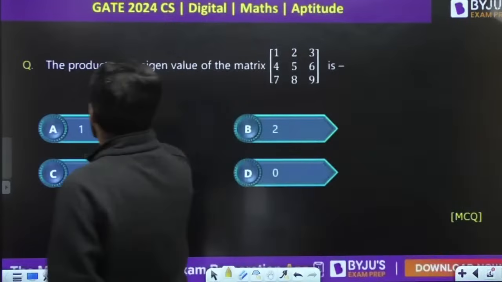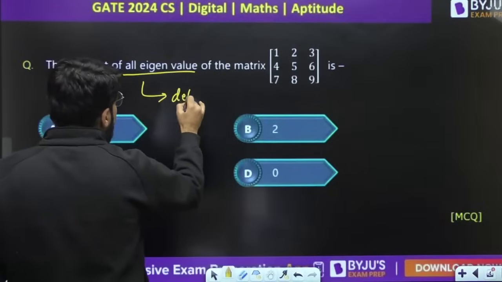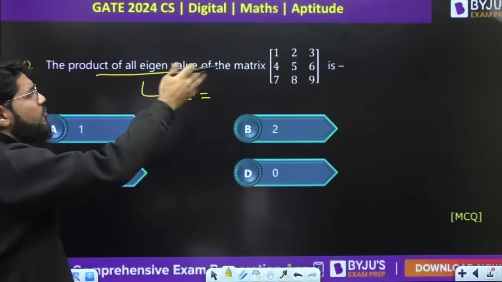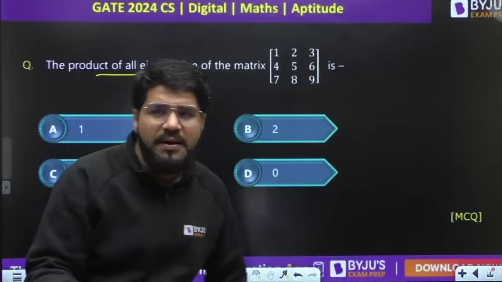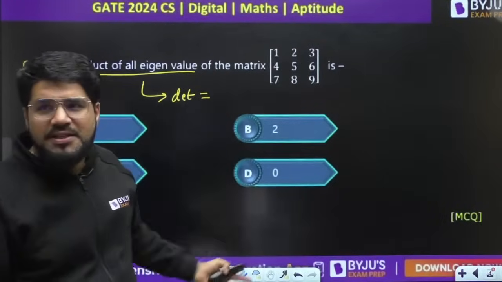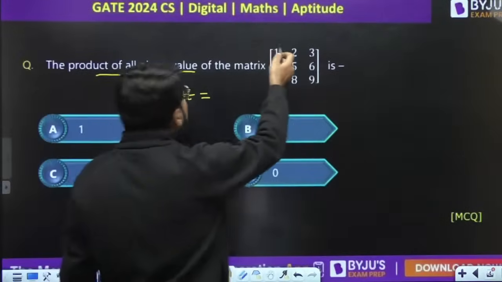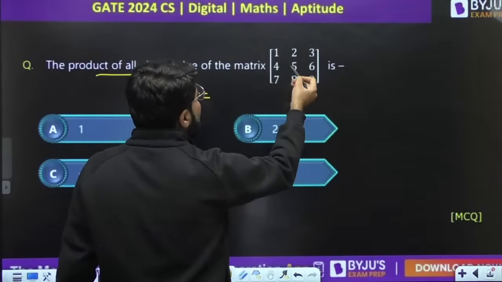Very simple. The product of all eigenvalues of any matrix, whatever the size, is equal to the determinant of the matrix. The elements of the matrix are 1, 2, 3, 4, 5, 6, 7, 8, 9. One of the very common example matrices that I take in many of the sessions. If you have followed those sessions, you know the determinant is 0. Otherwise, you can either calculate the determinant or directly see.